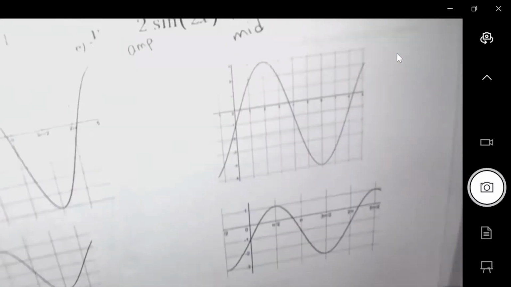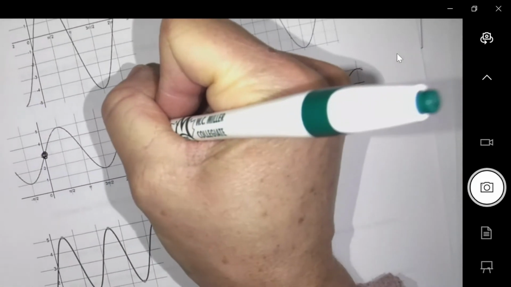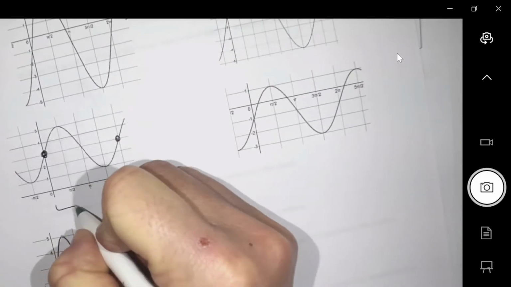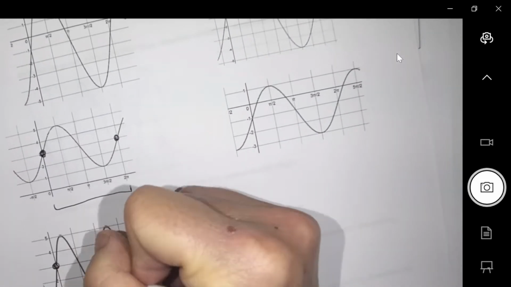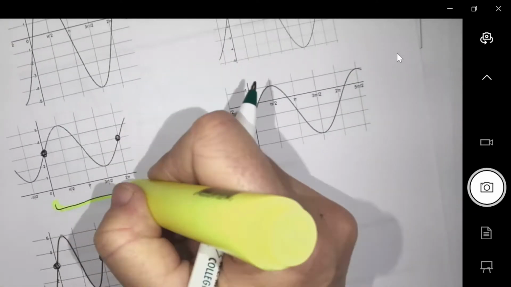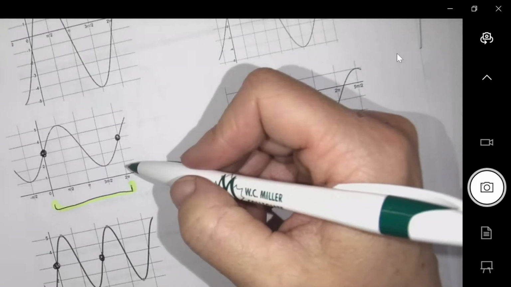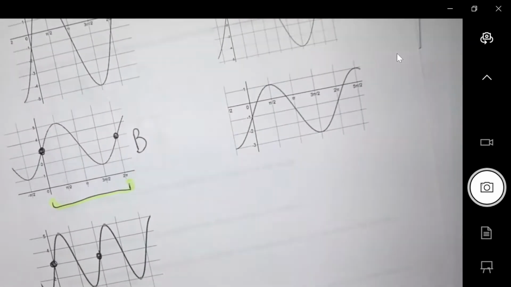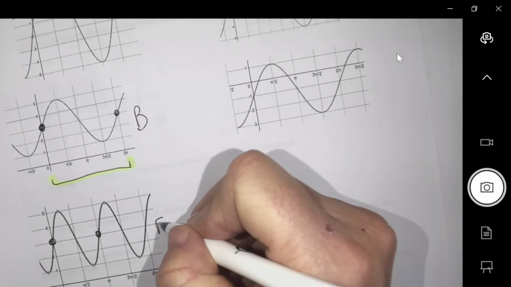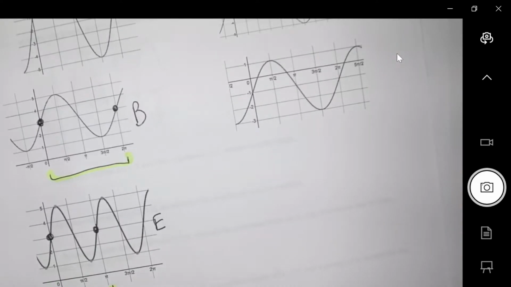So B and E, which one is which? So let's talk about this period goes from here to here. This period goes from here to here. So which one is going to match which equation? So this one is B, because it's just the normal period. It took 2 pi. And this one will have to be E, because my period is now just 1 pi instead of 2 pi.